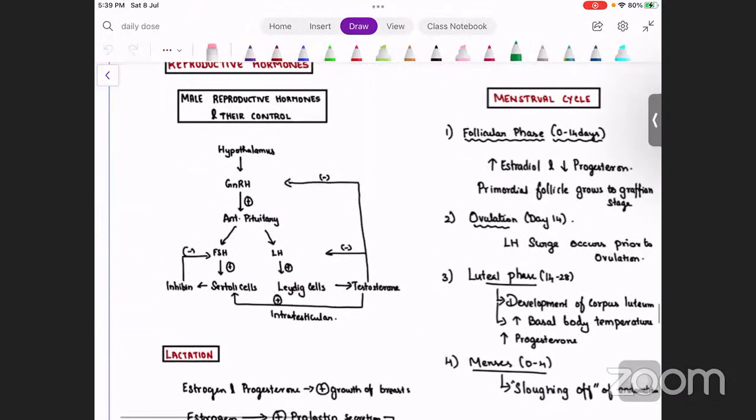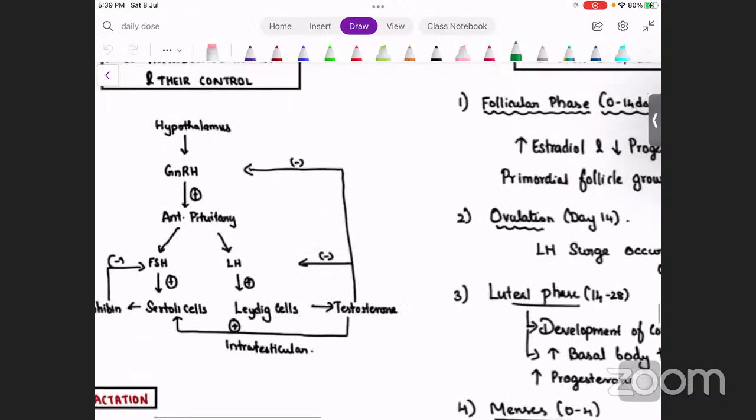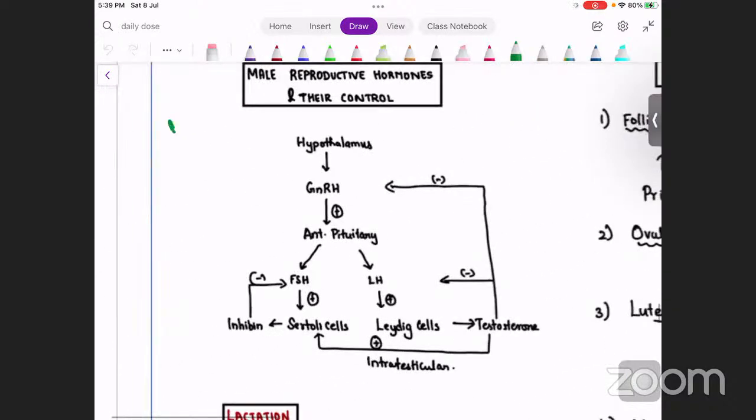The last portion we come to in physiology is reproductive hormones, the menstrual cycle, and then lactation. We are going to talk only about the highlights here, not every single point. This can be asked as an image-based question, people. Male reproductive hormones and their control: the hypothalamus secretes GnRH, the anterior pituitary secretes FSH and LH, FSH will stimulate the Sertoli cells, and LH will stimulate the Leydig cells.